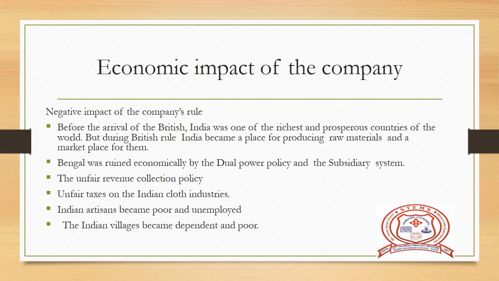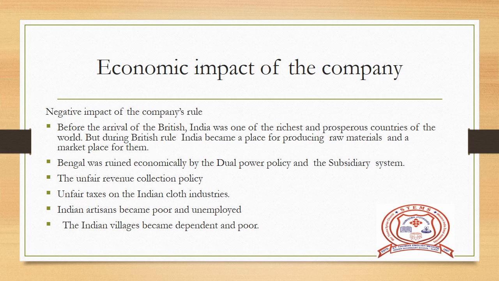Before the arrival of the British, India was one of the richest and most prosperous countries of the world. But during British rule, India became a place to produce raw material for England and a market for selling the products produced in England. Subsidiary alliance system and dual policy. Because of this, Bengal was ruined economically.